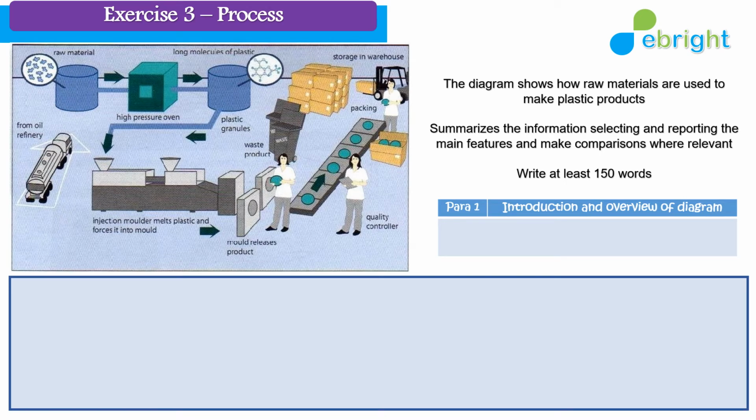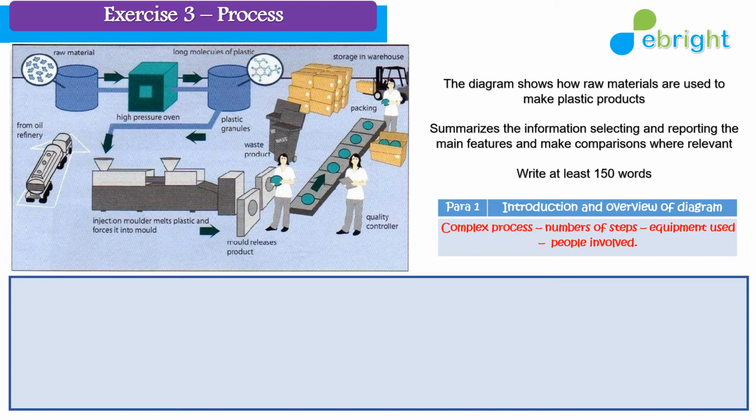Yes, as the instruction says, you should write at least 150 words and at least 4 different paragraphs. Let's start with paragraph 1 first. Introduction and overview of the diagram. As we have discussed previously, the keywords are complex process and it involves numbers of steps. It also needs high technology equipment or machinery, and some skillful workers are involved.